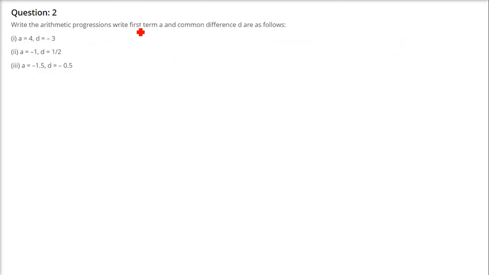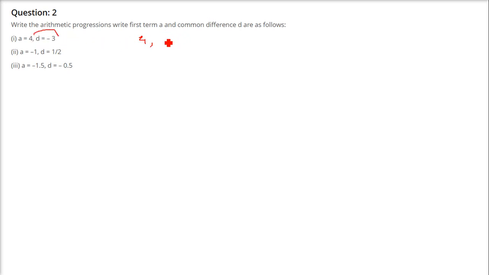Write the arithmetic progression. The first term A and the common difference D are as follows. Now here the question is the reverse of the first question. That is, here A and D are given. You have to find the arithmetic progression. So it's quite easy. See, A and D are given. First term is what? A, so it is 4.